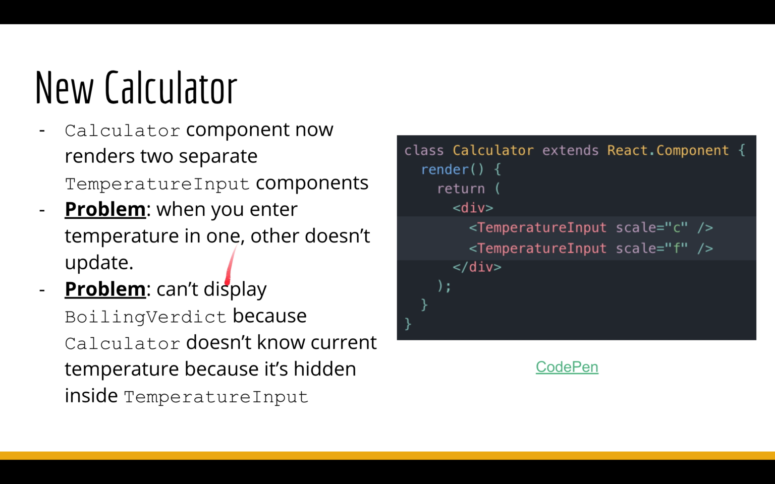That's problem one. And then problem two is that we can't display the boiling verdict because calculator doesn't actually know what the current temperature is, because the current temperature is being encapsulated inside of temperature input. So we've kind of broken our tool. We need to take some steps to fix it.